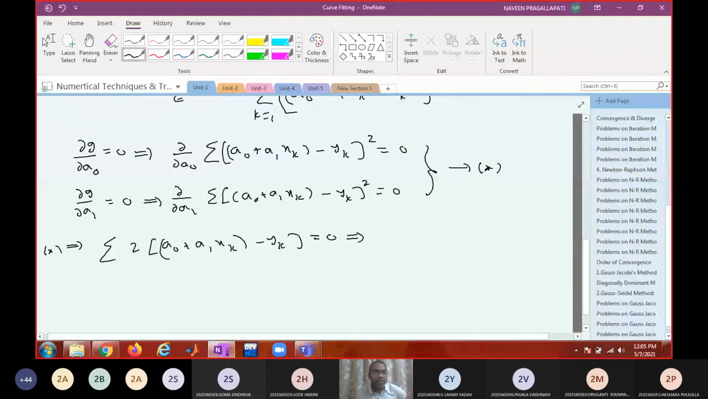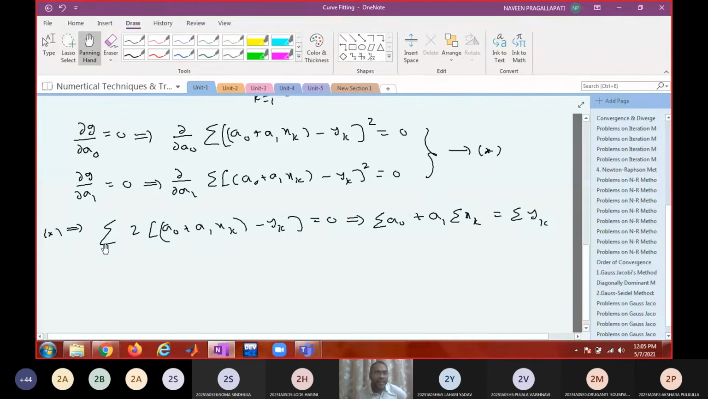So I can bring this 2 outside, divide with 2. So what is remaining? When I take the summation to each of the terms, what do you get? Summation a naught plus a1 into summation xk, because the summation is running over k. Remember, the summation is running over k. a1 into summation xk equal to summation yk. I can take this minus yk, minus summation yk, to the right hand side.